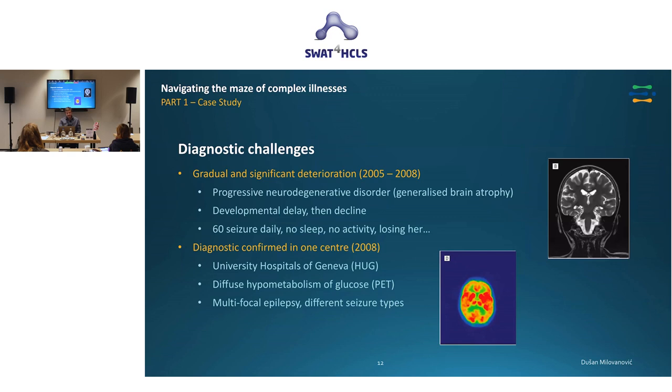And then last but not least, diagnostic challenges. I'll stop bothering you with this story. Gradual and significant deterioration, obviously, as I mentioned, during these three years: a progressive neurodegenerative disorder, generalized brain atrophy, developmental delay, then decline. And then it developed into 60 seizures a day, basically no sleep, nothing. So she was going out.